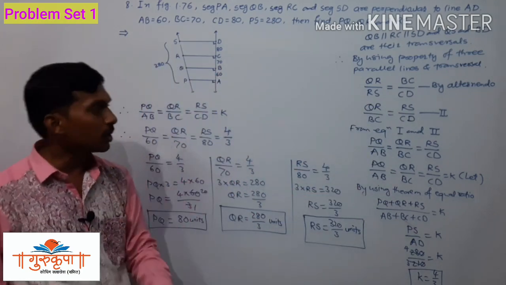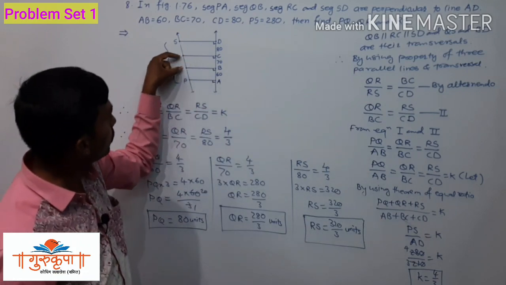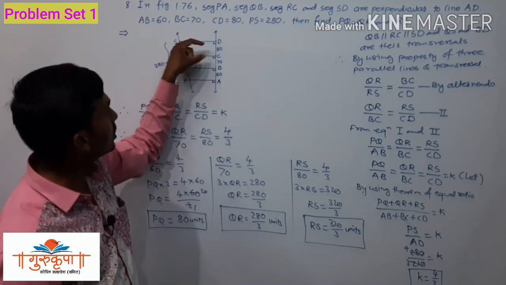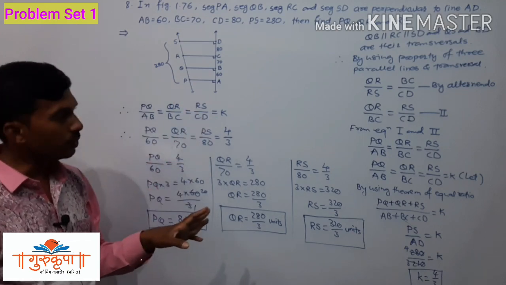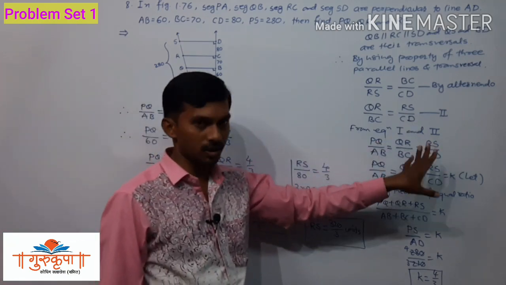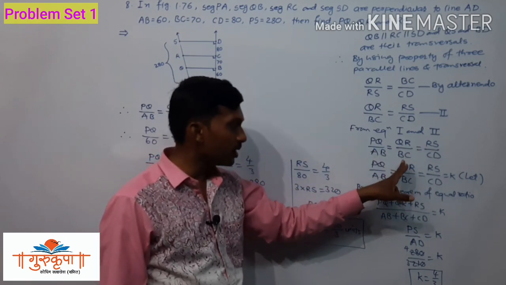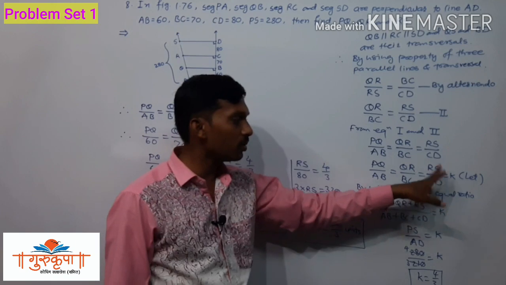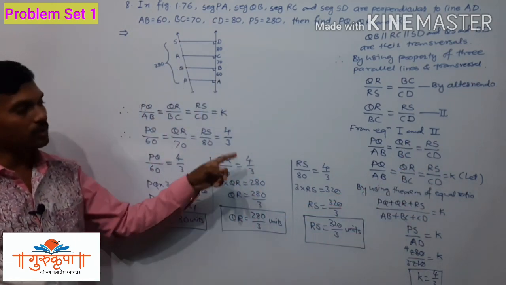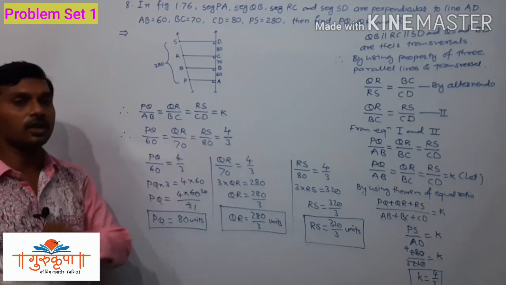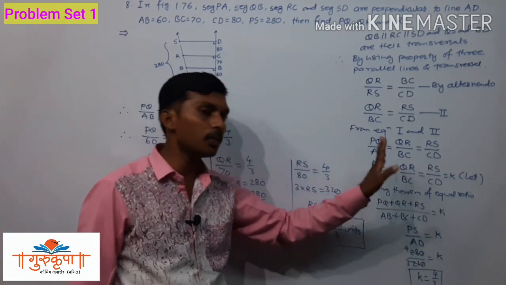equation 2. From equations 1 and 2 we get PQ upon AB is equal to QR upon BC is equal to RS upon CD, that is the most important equation. You may represent it as equation 3, but it is not necessary. So here we write PQ upon AB is equal to QR upon BC is equal to RS upon CD is equal to K. And now we use the theorem of equal ratio and we get the value of K, that is K is equal to 4 upon 3.